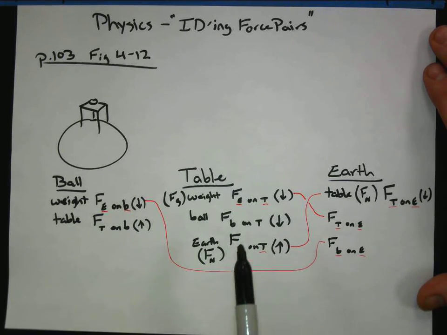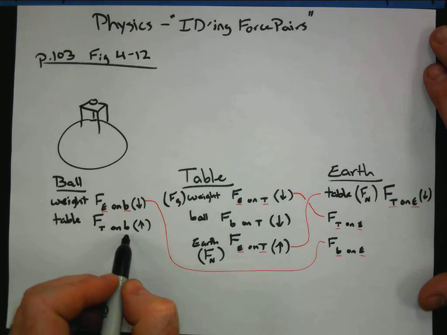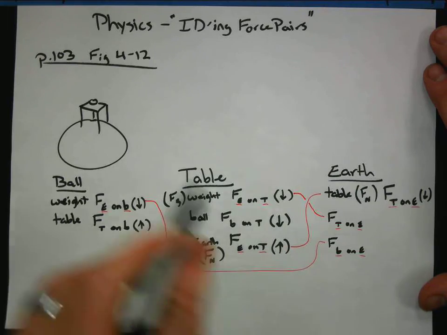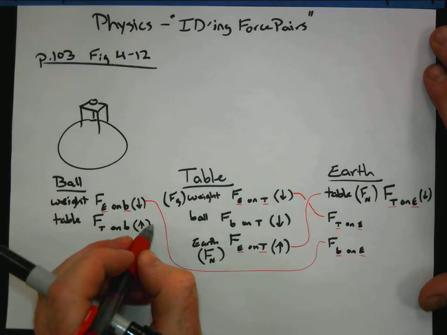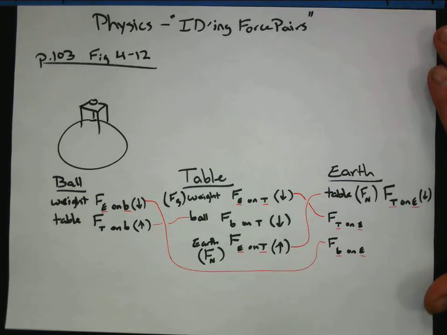Well, look at this. There's another force here that I haven't found a twin for, another force here I haven't found a twin for. This is force of table on ball in the upward direction. This is force of ball on table in the downward direction. Yep, those are twins of each other. Absolutely. So that's just identifying forces that are acting on different objects.